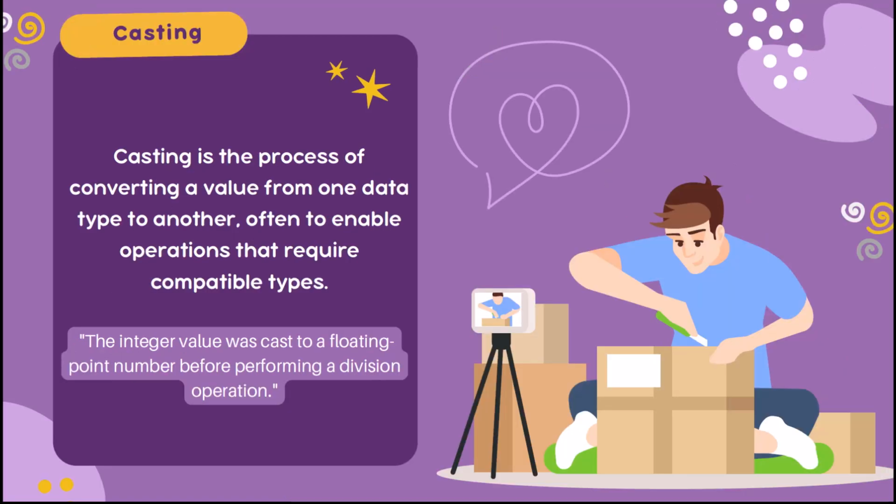Casting. Casting is the process of converting a value from one data type to another, often to enable operations that require compatible types. Example: the integer value was cast to a floating point number before performing a division operation.